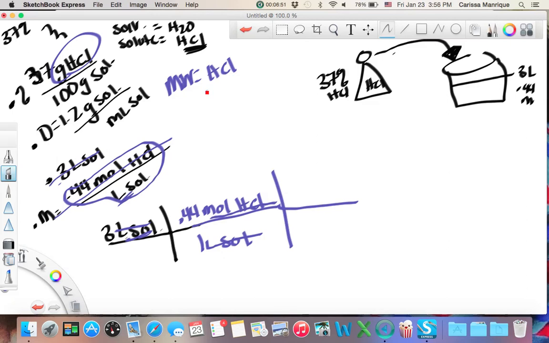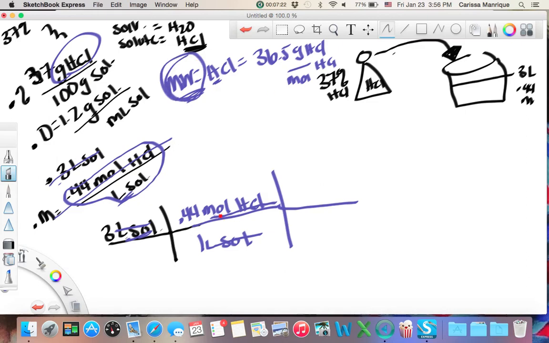If we look on the periodic table, chlorine weighs about 35.5, and then 1 for hydrogen. So the molecular weight is going to be 36.5 grams per mole of HCl. Okay, so now we can use this unit right here. Anytime you're stuck on something, more than likely this is what you're missing, your molecular weight.